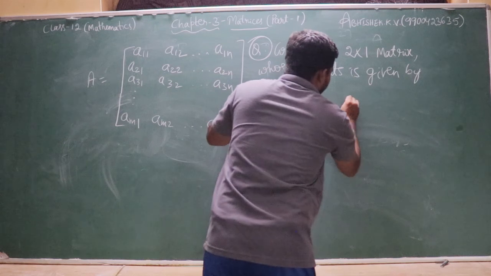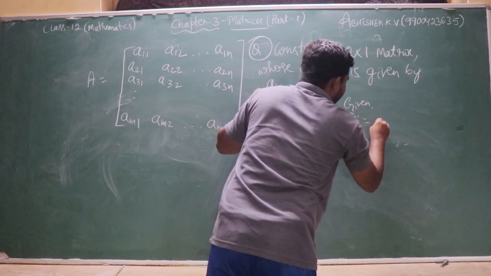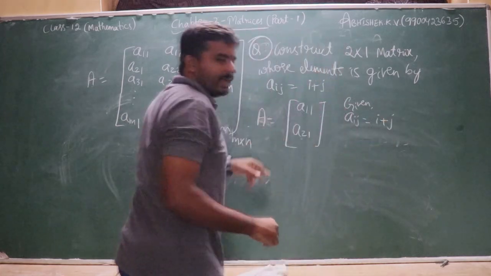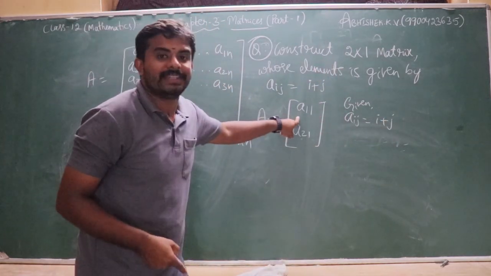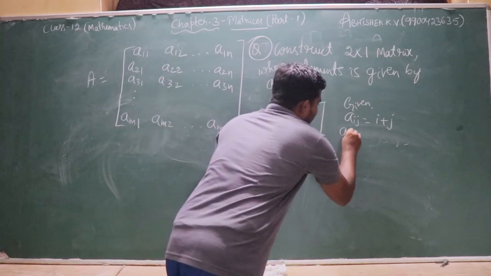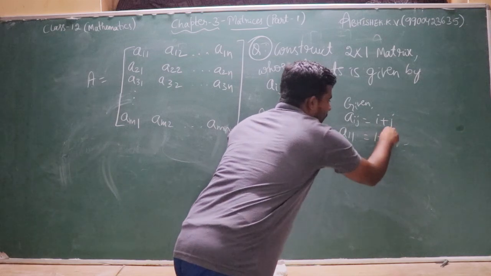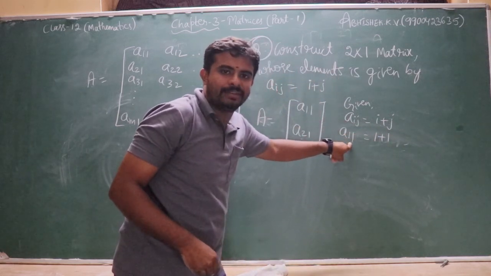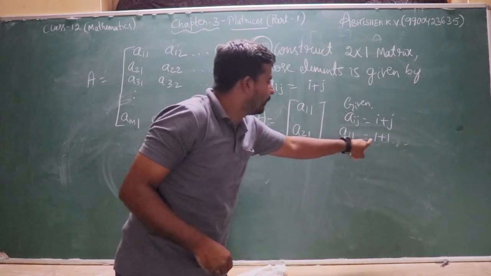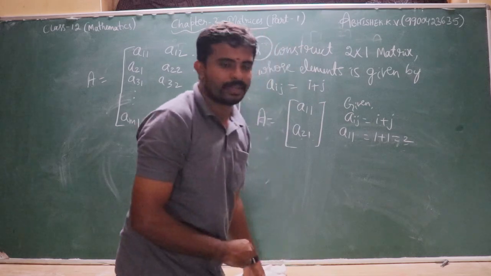Given what? Given Aij is equal to i plus j. What we want is A11. This is equal to 1 plus 1. Instead of i and j, what do I have? 1, 1, first row, first column, that is i equals 1, j equals 1. This is equal to 2.